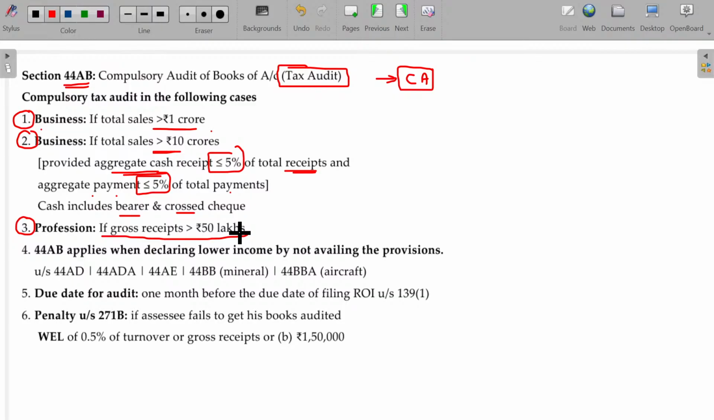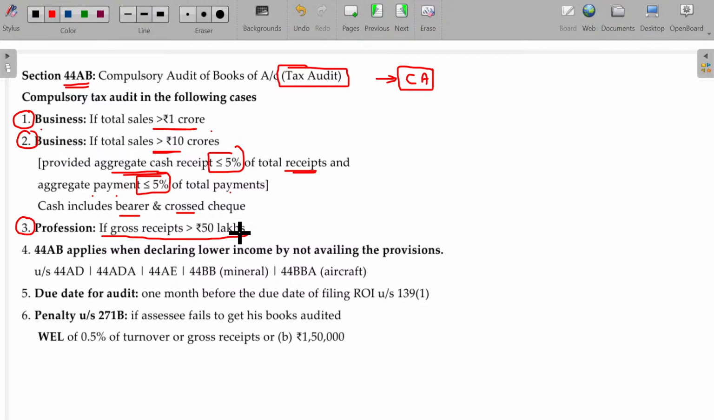Only the clinic. If Dr. X has a clinic, the major payments for the clinic are rent, EB, and staff, probably a nurse. And that too a very small amount. Whatever fee they collect will be their income only. So 50 lakhs is the limit.